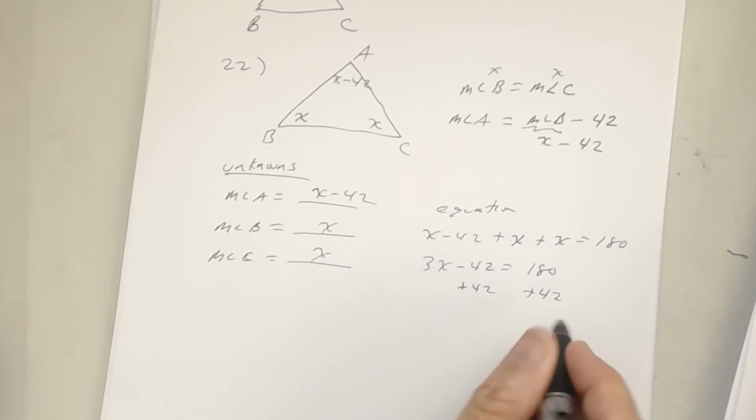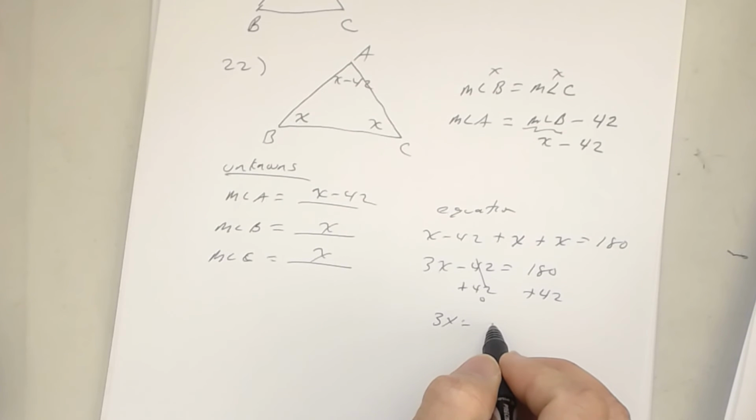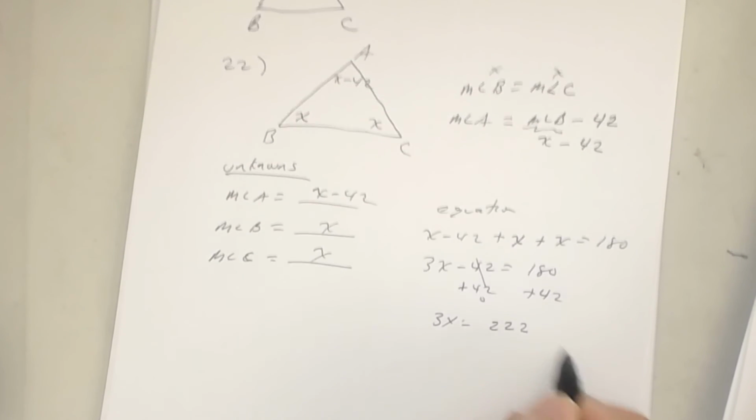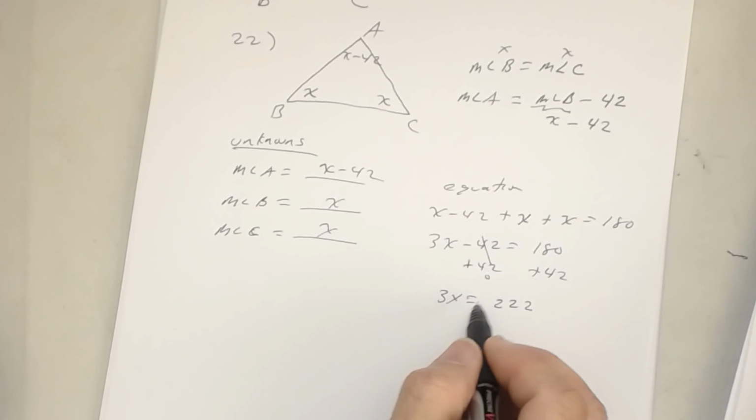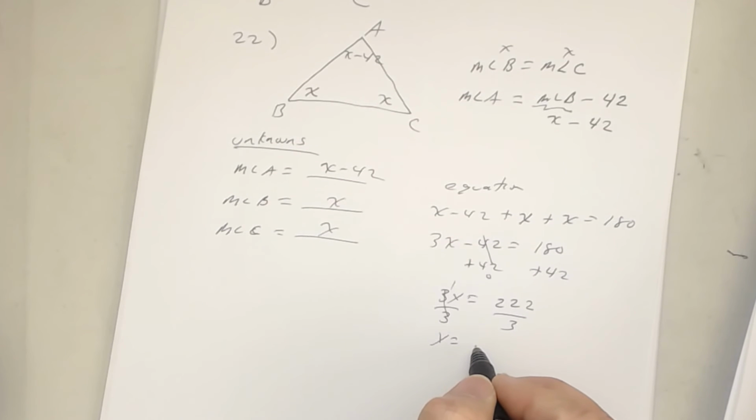Add 42. So 3x equals 222. Then divide by what? 3. Use your calculator. What's x equal to? 74, is that correct? Looks like it.